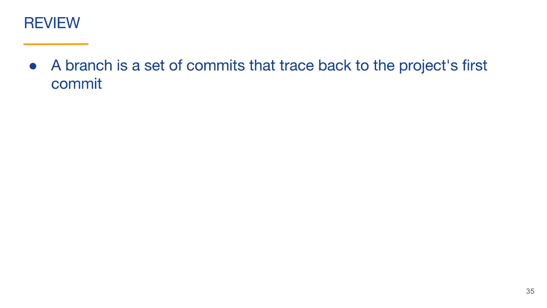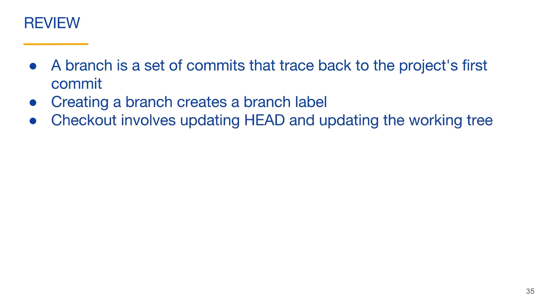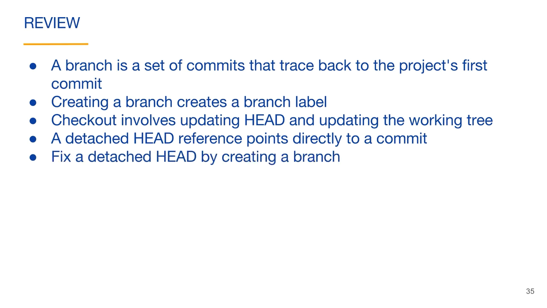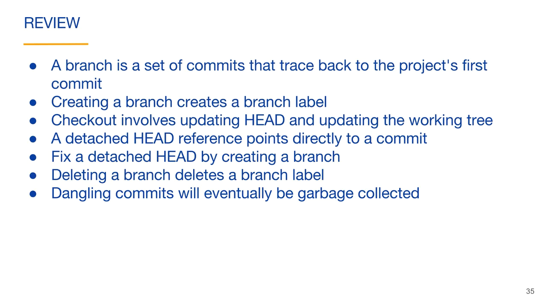Here is a review of what we've discussed in this video. A branch is a set of commits that trace back to the project's first commit. Creating a branch creates a branch label. Checkout involves updating the head reference and updating the working tree. A detached head reference points directly to a commit. Fix a detached head by creating a branch. Deleting a branch deletes a branch label. Dangling commits will eventually be garbage collected.